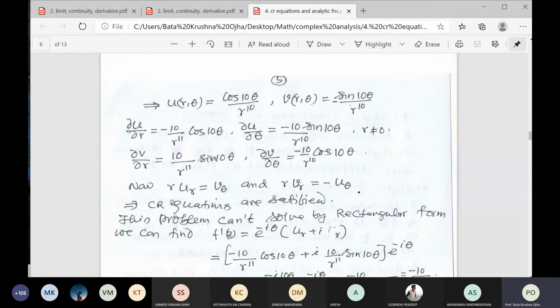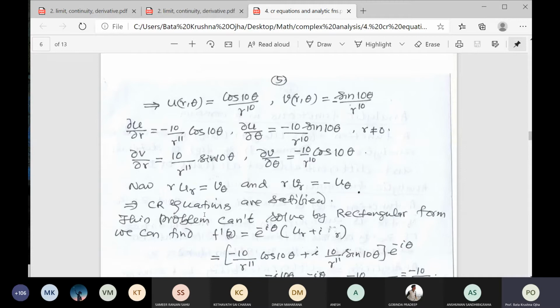U of r, theta is equal to cos 10 theta by r to the 10, and v of r, theta is equal to minus sin 10 theta by r to the 10. Only that part is wrong, but here I have written v correctly. So if you find the derivative, del u by del r, just take the derivative with respect to r, keeping theta constant. So it is just minus 10 by r to the 11 cos 10 theta, and del u by del theta is equal to this.